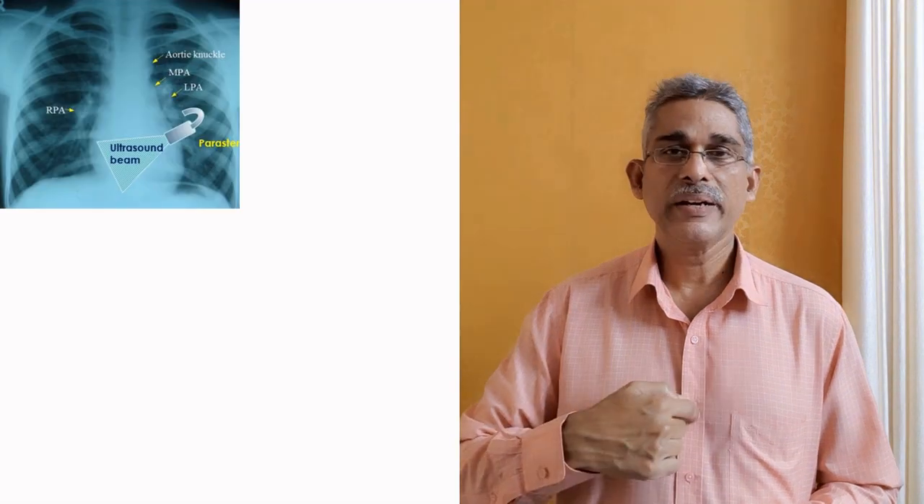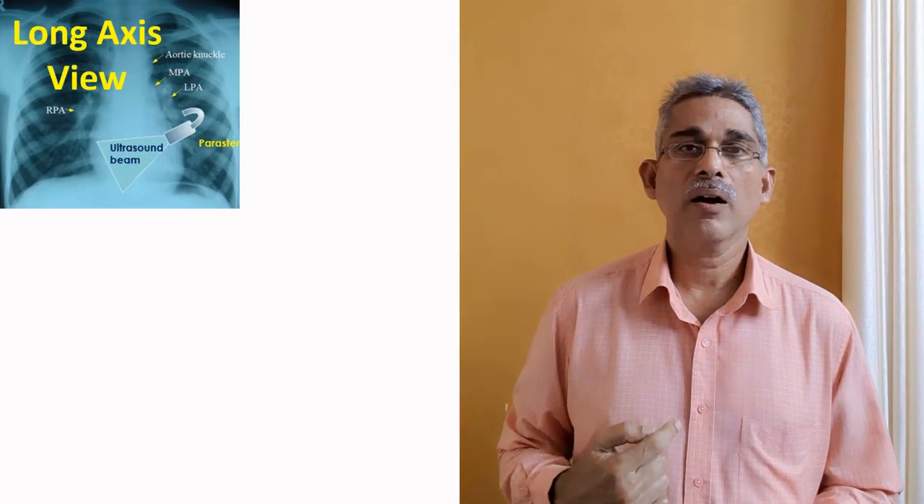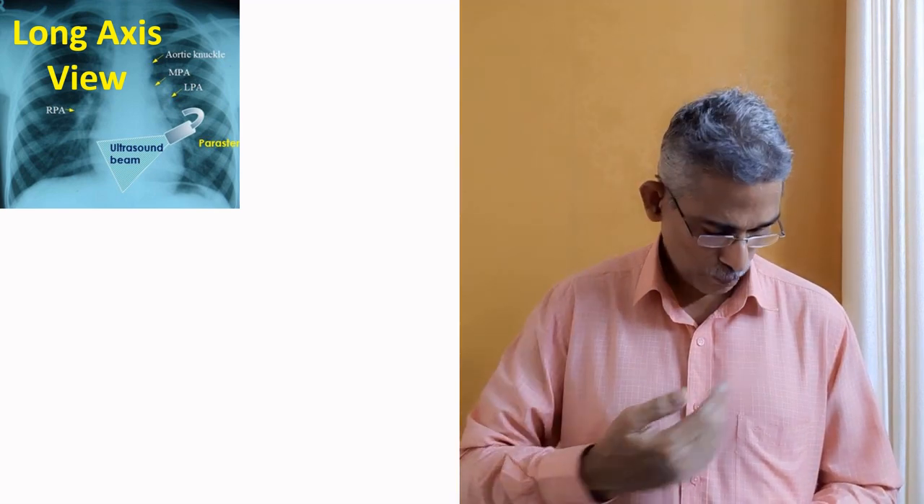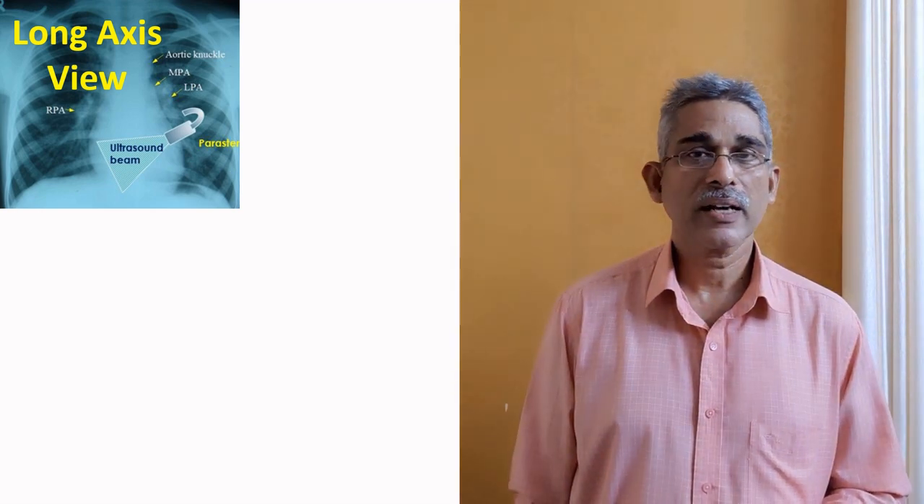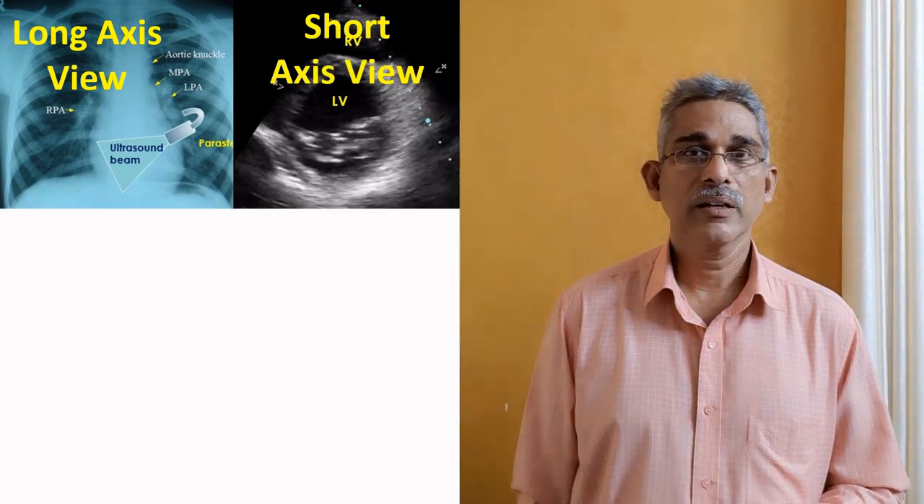You can image the heart along its long axis from the base to apex or perpendicular to it. Imaging along the long axis will be called as parasternal long axis view. If you are imaging perpendicular to it, then it is called parasternal short axis view. These are the first two views usually obtained.